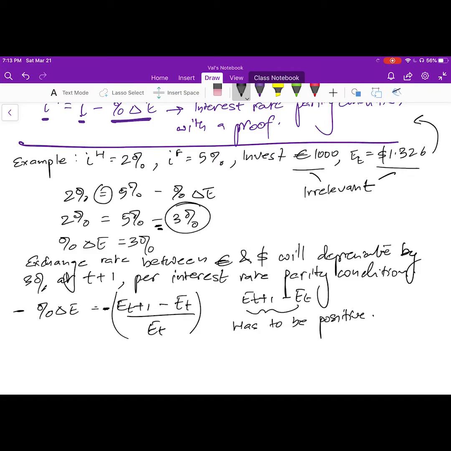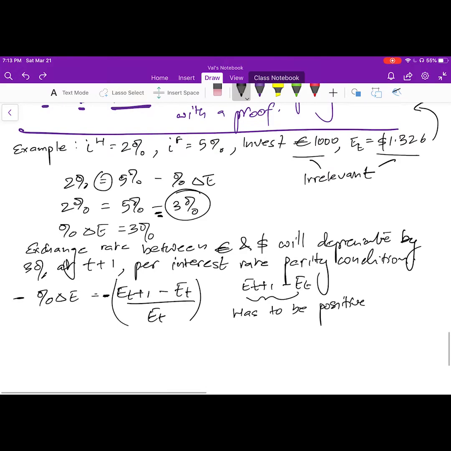Why? Because if this was negative, then this negative with this negative would add up to a positive, and then you would have 5% plus 3%, which would get you to 8%. Interest rate parity condition does not hold. Okay? So E_t+1 minus E_t has to be positive.